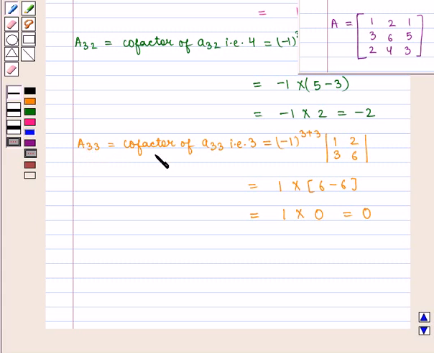A33 is equal to the cofactor of A33, that is 3, and is given by (-1) raised to power 3 plus 3 into the determinant containing elements 1, 3, 2, 6, and is given by (-1) raised to power 6, that is 1, into 1 into 6, that is 6, minus 3 into 2, that is 6, which is equal to 1 into 6 minus 6, that is 0. 1 into 0 is 0.